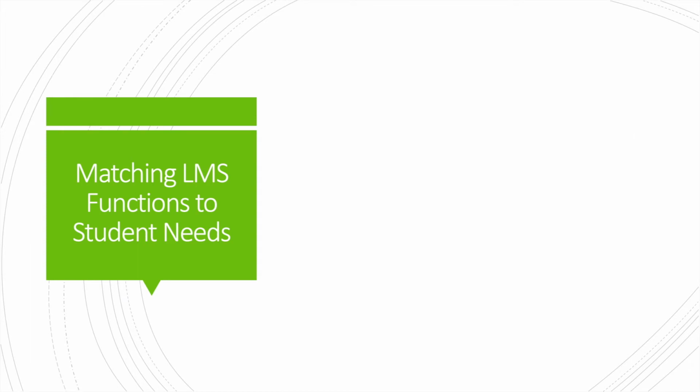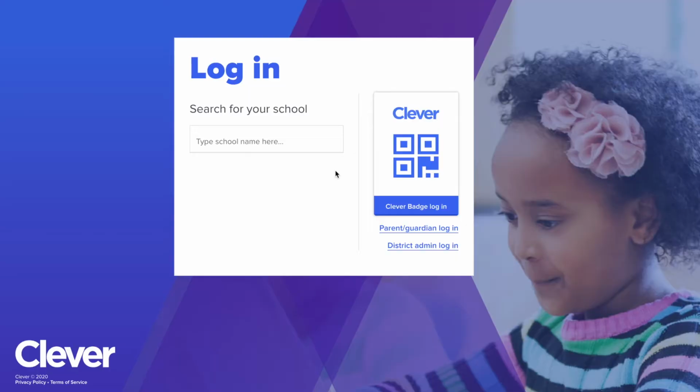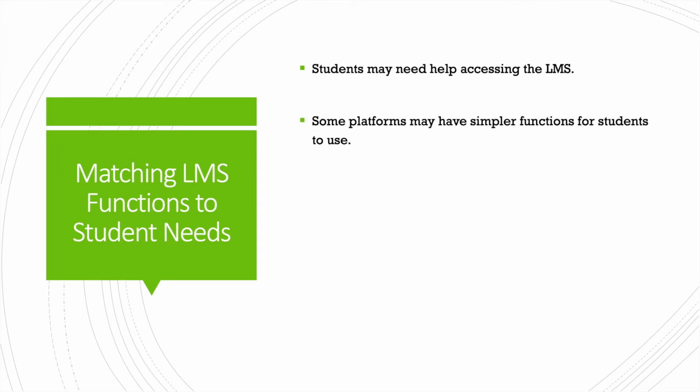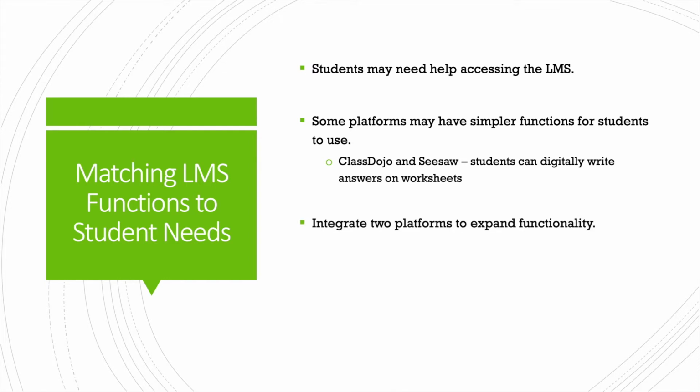You want to match LMS function to student needs. So students may need help accessing the LMS, so you have to provide some type of training to the families on how to help their child get access into the LMS, or if your district actually provides Clever badges, definitely use that, as they can easily sign on to their platforms. Some platforms may have simpler functions for students to use, such as ClassDojo and Seesaw. Students can digitally write their answers on worksheets.